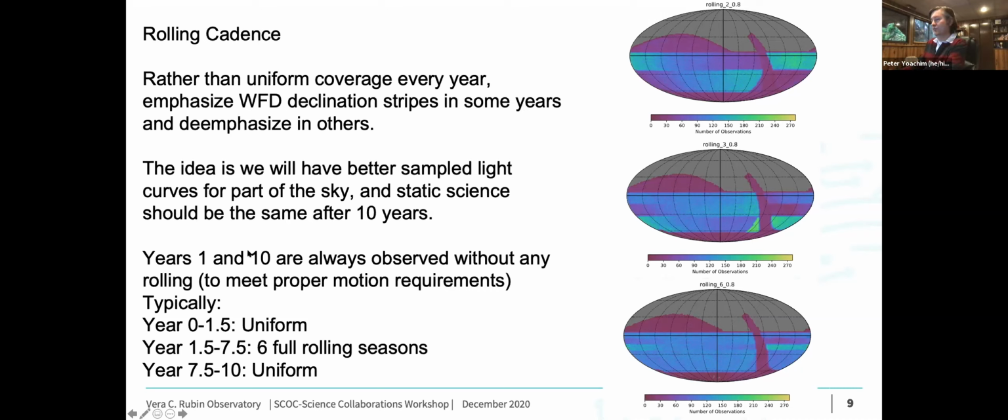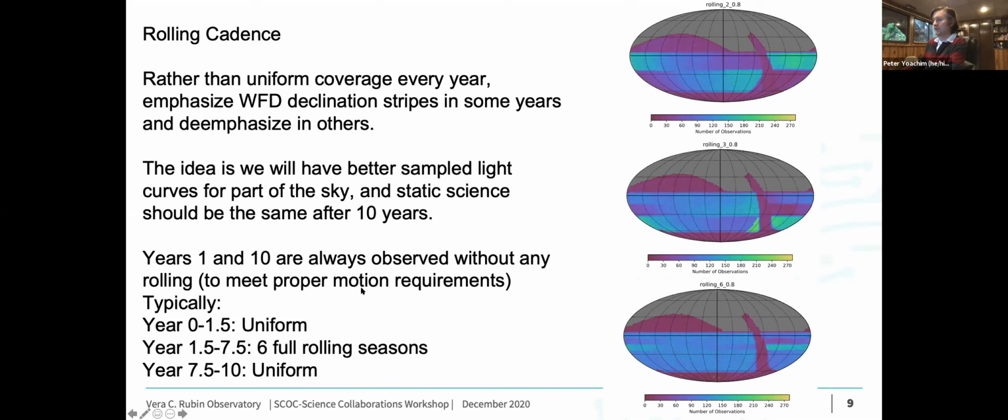So as we talked about before, years 1 and 10 are always observed without rolling. So 1/10 of the total observations are taken in year 1 and 1/10 in year 10 to meet our proper motion requirements. So typically years 0 to 1.5, we run uniform. Then 1.5 to 7.5, we have 6 full seasons of rolling cadence. And then 7.5 to 10, we're back to uniform.